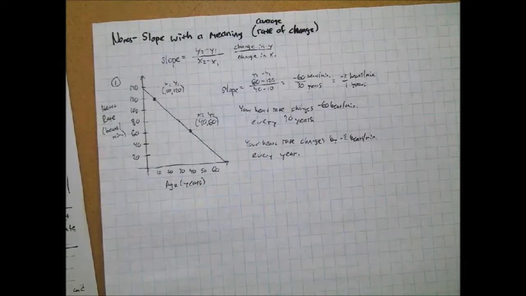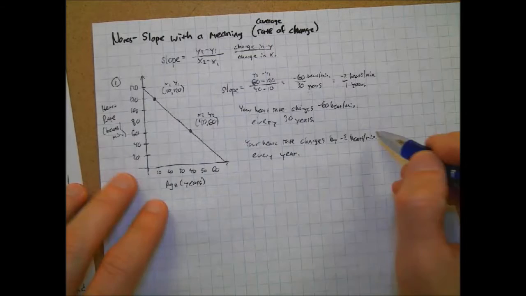These two sentences mean the same thing, right? They're saying the same thing. One says negative 60 beats per minute every 30 years. The other one says negative 2 beats per minute every year. But they really mean the same thing because it's the same slope. Okay? Which one's the better one? I would say probably the second because it's simplified.